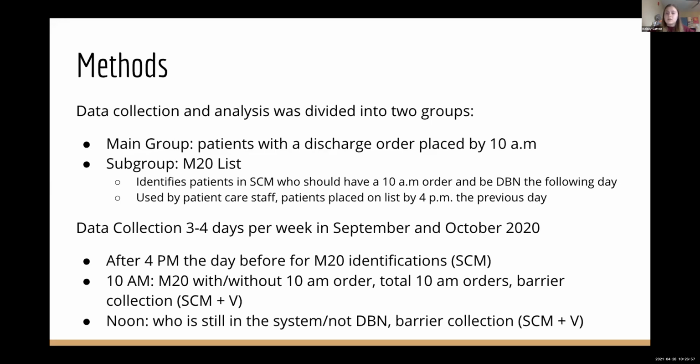And then at 10 a.m., we looked at who had a 10 a.m. order and who didn't regarding the M20 list, and then the total for the main group. Then we looked on Volt at whether they expected any barriers to being discharged by noon. At noon, we looked at who was still in the system. If they're still in the system, they're not discharged. And then we looked at the actual barriers faced that prevented a discharge by noon.